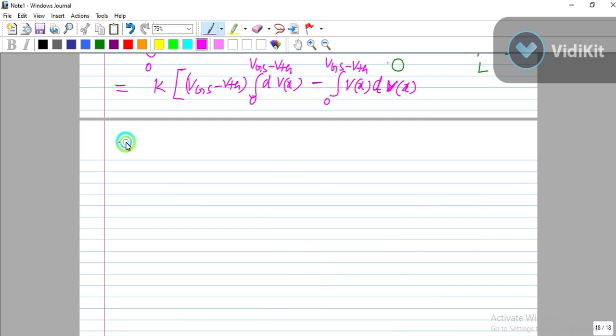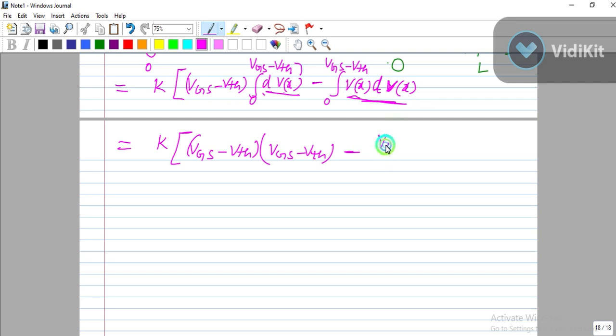So what will happen now? Let's integrate K. It is VGS minus VTH and it will become VGS minus VTH only. Why? Because the integration of dVx will become Vx only, and you have to put the upper limit minus lower limit, so it will become VGS minus VTH only. Now the integration of Vx will give Vx square by 2. You can put the value, so it will become (VGS minus VTH) square by 2.